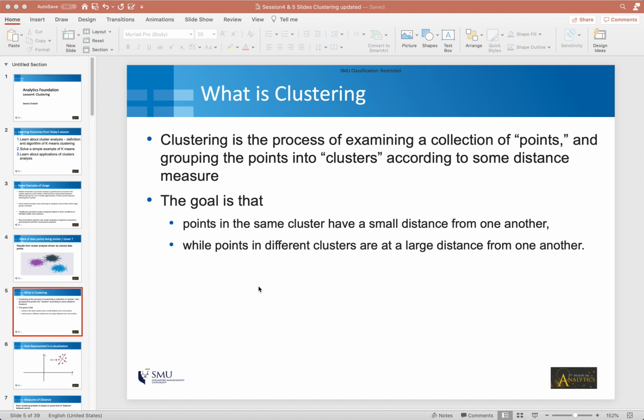So this is a very important slide. I will be talking about the goal of clustering at different points in time. So let's continue.